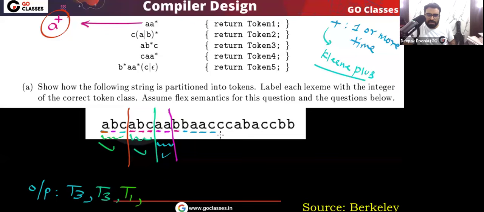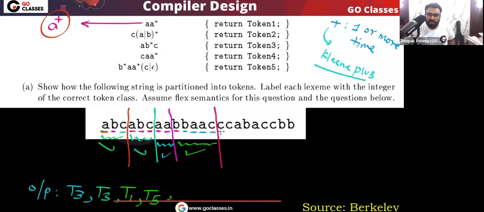Then double B, double A, double C, now out of the race. Yes or no? When there is double C, now all the five regular expressions are out of the race. So you go back and you find what was the last longest match. The last longest match was this double B, double A, C. Yes or no? Double A, double B, double A, C. So this is matching with token 5. So token 5 will be in the output. Very beautiful question. I hope you understood the analysis so far.